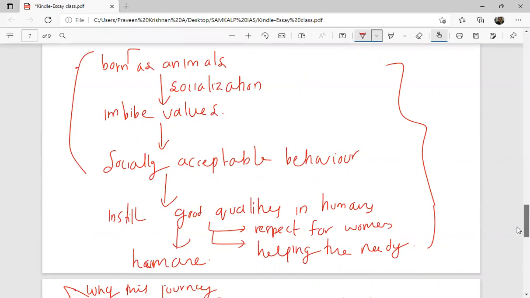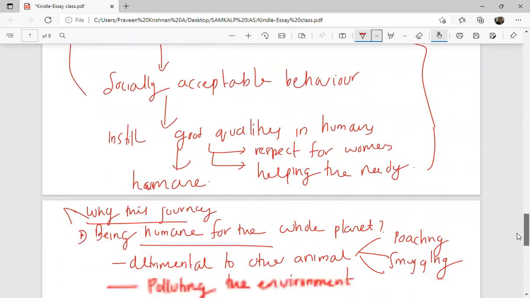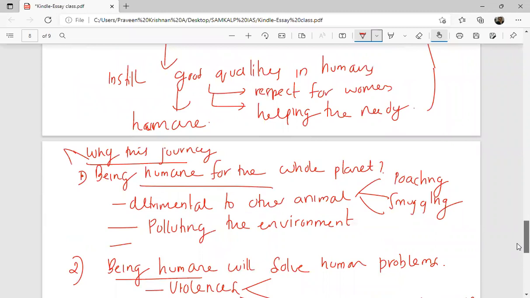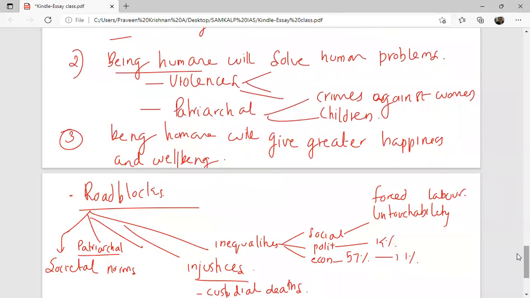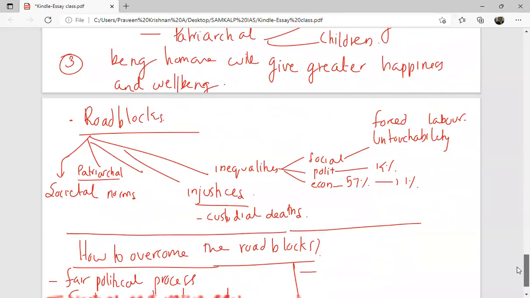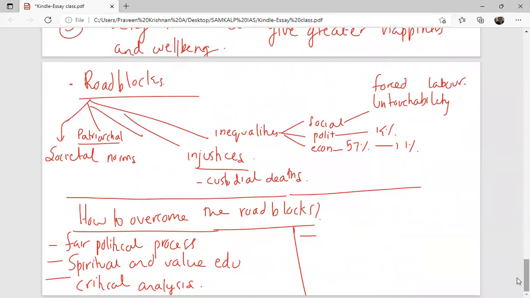Thereafter, I expanded each section of my essay. Why this journey is important was expanded into multiple perspectives with examples and quotes. Another perspective, the roadblocks, I expanded with quotes and data. Then again, how to overcome the roadblocks. So this is about writing a meaningful essay, a very important topic that we have discussed.